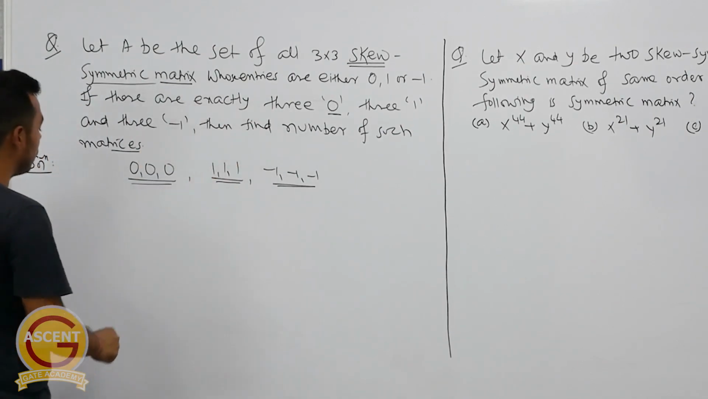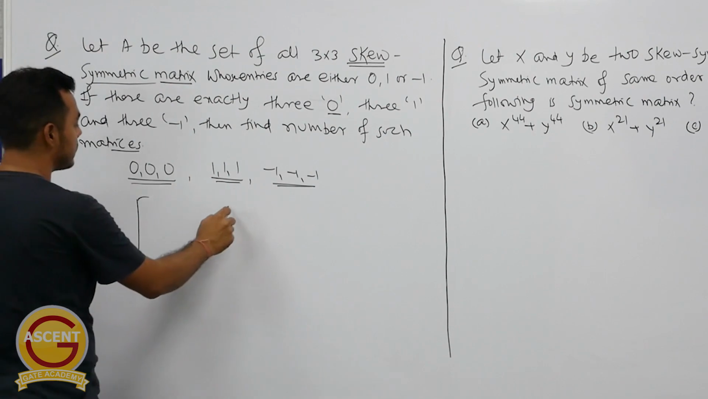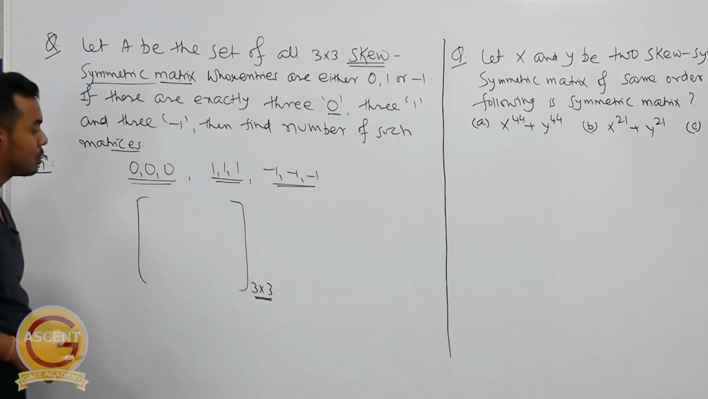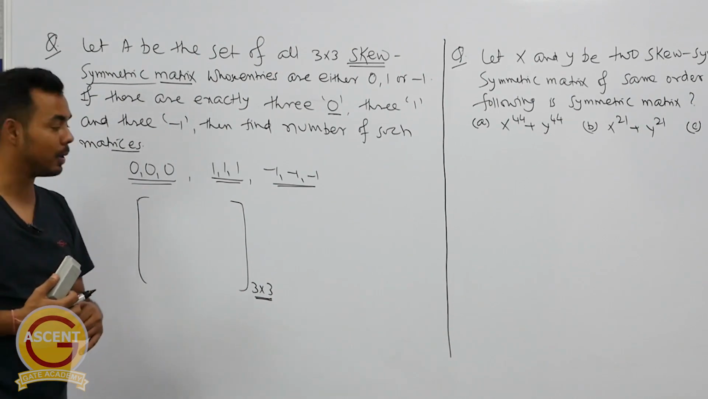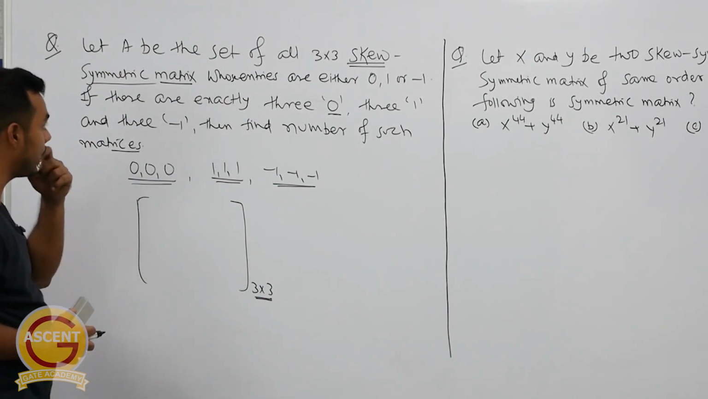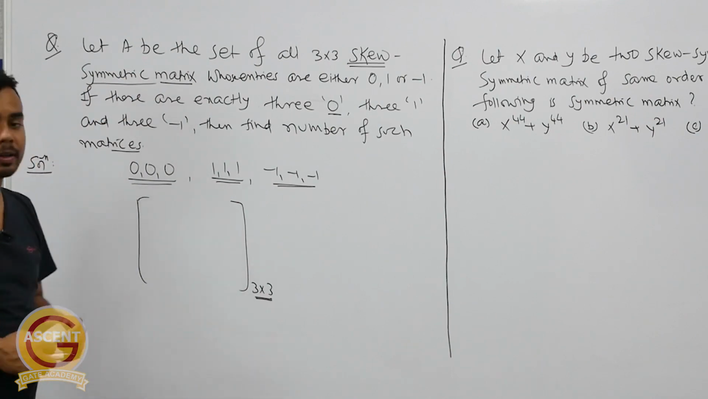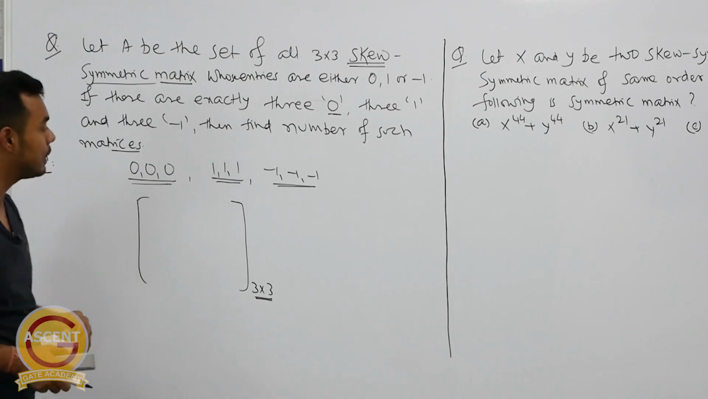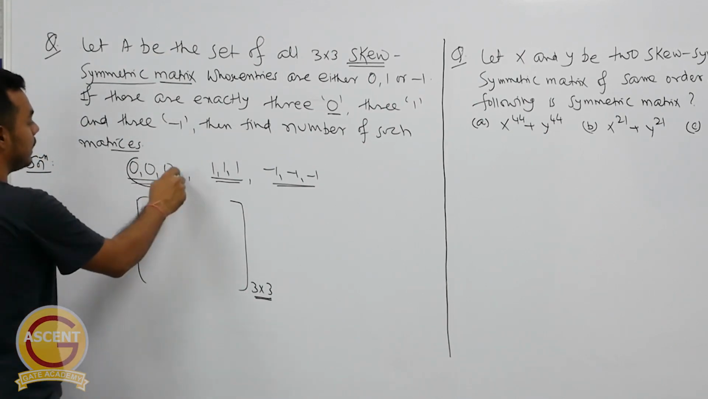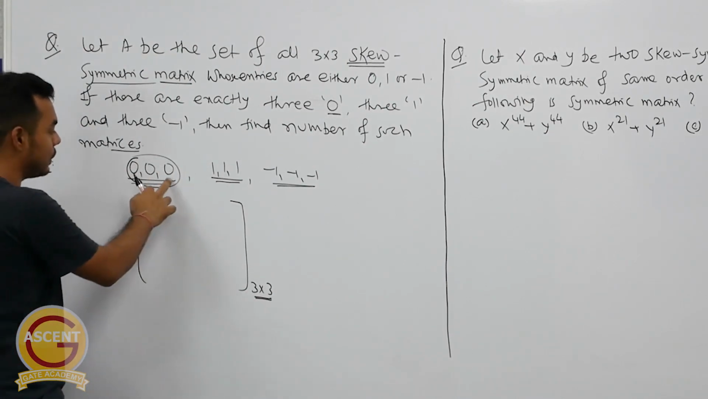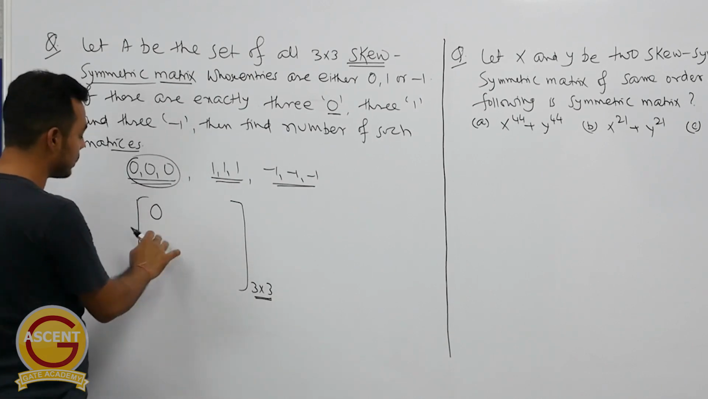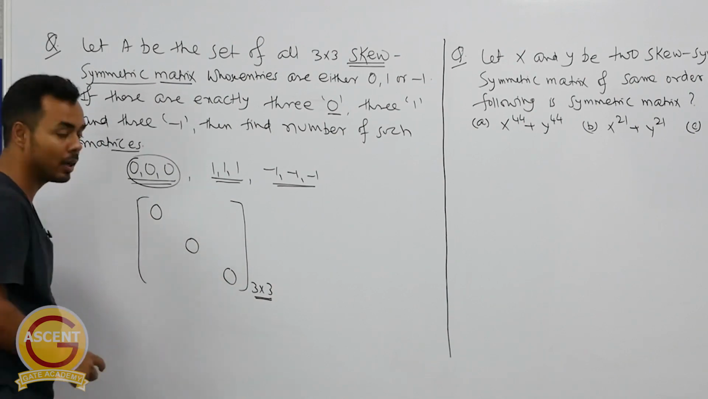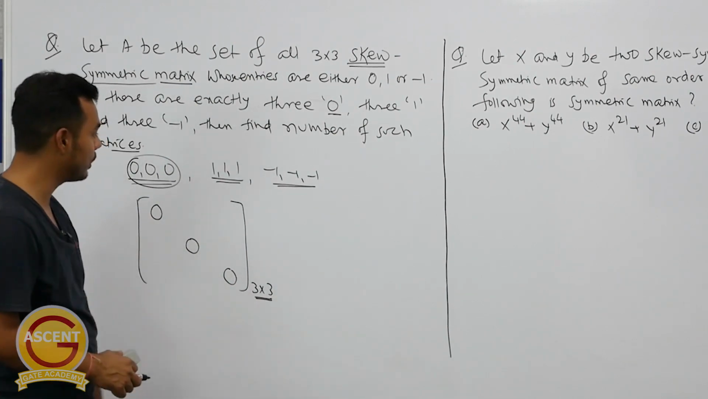So suppose I have this matrix of order 3 into 3. If the matrix is of order 3 into 3 and it is a skew symmetric matrix, then we have seen that the leading diagonal entry of a skew symmetric matrix is always 0. So if I have to use exactly 3 0, then we have to place this 0 on the diagonal. So I have to place 1 0 here, another 0 here, and another 0 here. For diagonal elements, we don't have any option. We have to place 0 on the diagonals only.